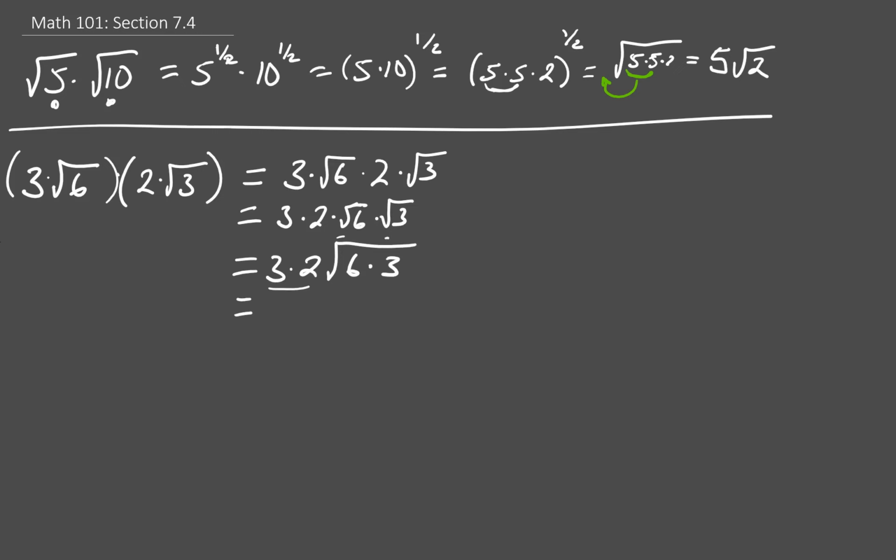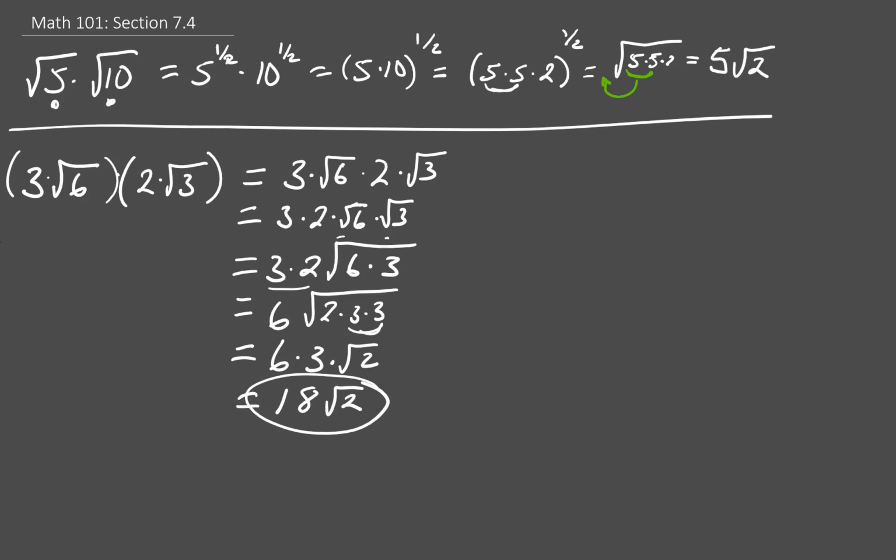The 3 times 2 I'm going to put together because I know that's a 6. This square root is 2 times 3 times 3, because the 2 times 3 is the 6. And as a square root, I get to combine these two 3s together and pull them out front. 6 times 3 times the square root of 2. That's 18 square roots of 2. Okay, that was all of the steps to do that simplification, but I get 18 square roots of 2 as my end result.